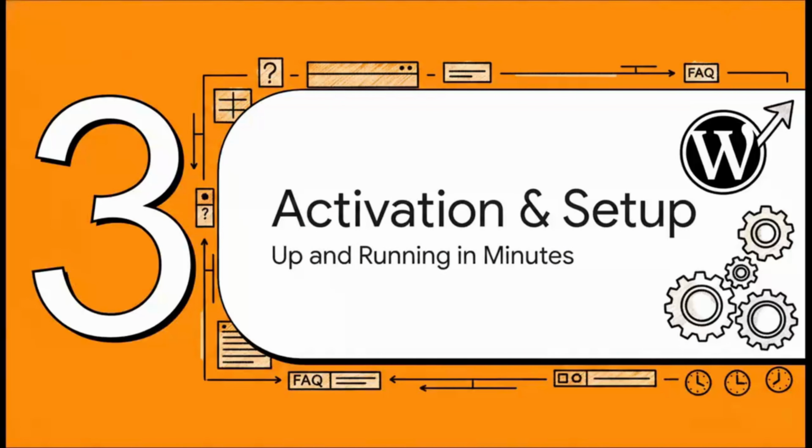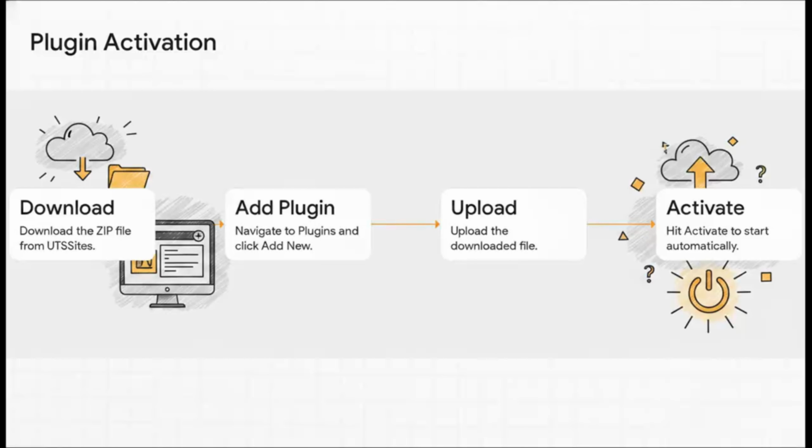All right, Section 3, activation and setup. We're going to get you up and running in minutes. Let's walk through these initial plugin activation steps together. The whole installation takes under 2 minutes. You simply download the zip file from UTSSites, head over to your WordPress admin dashboard, navigate to plugins, click Add New, upload the file, and hit Activate. Or you can just search for UTSSites Auto FAQ Schema directly in the WordPress plugin repository. It starts working automatically the very moment you turn it on.